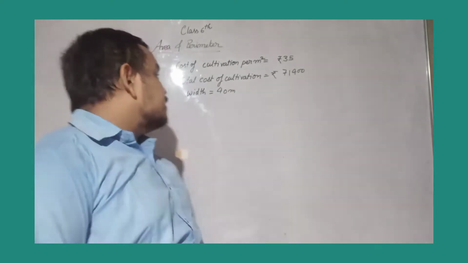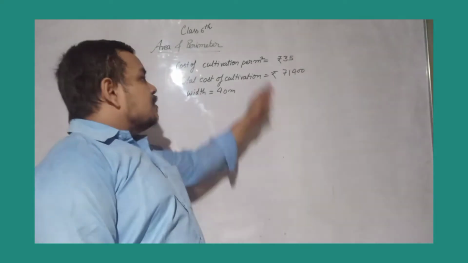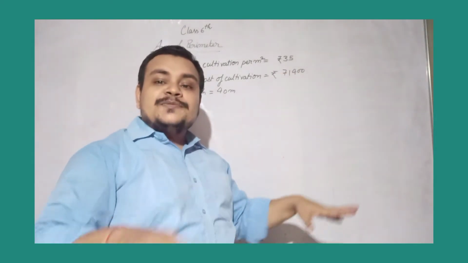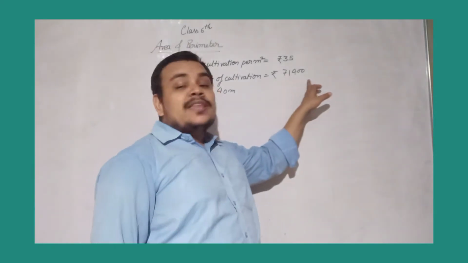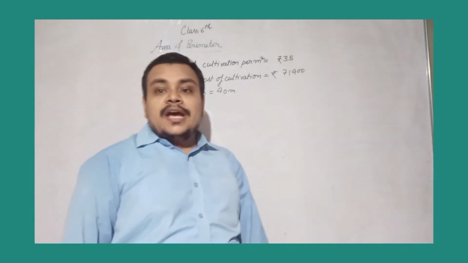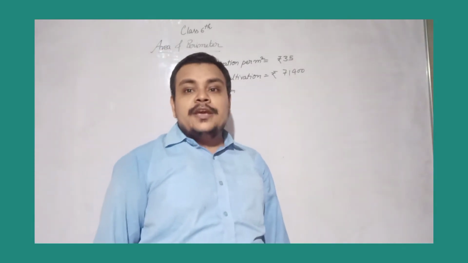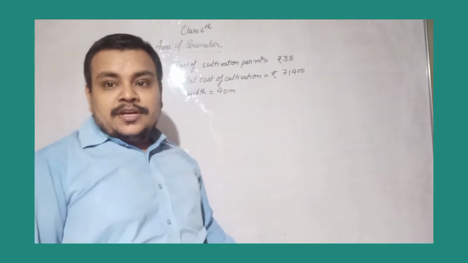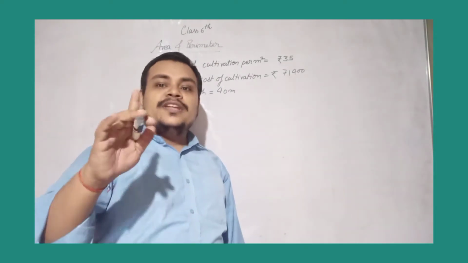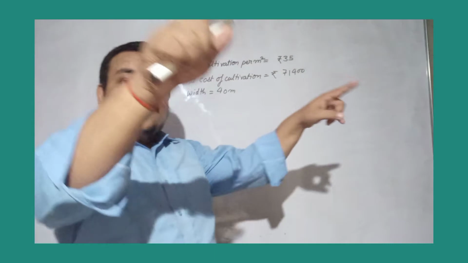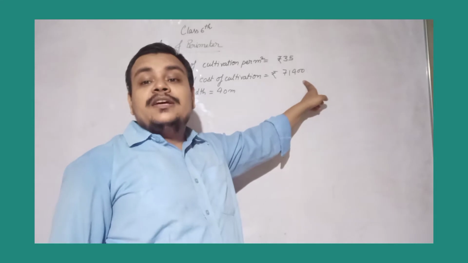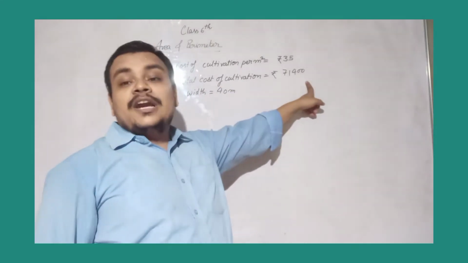In the next question, it has given the cost of cultivation per meter square. A farm has been cultivated at a total cost of 71,400 rupees, and whose width is given 40 meter, and it is asking for the perimeter. So firstly we have to find the length. How will we get the total cost of cultivation? There is only one method: when the area of the land is multiplied with the cost of 1 meter square, then we will get the total cost of cultivation.